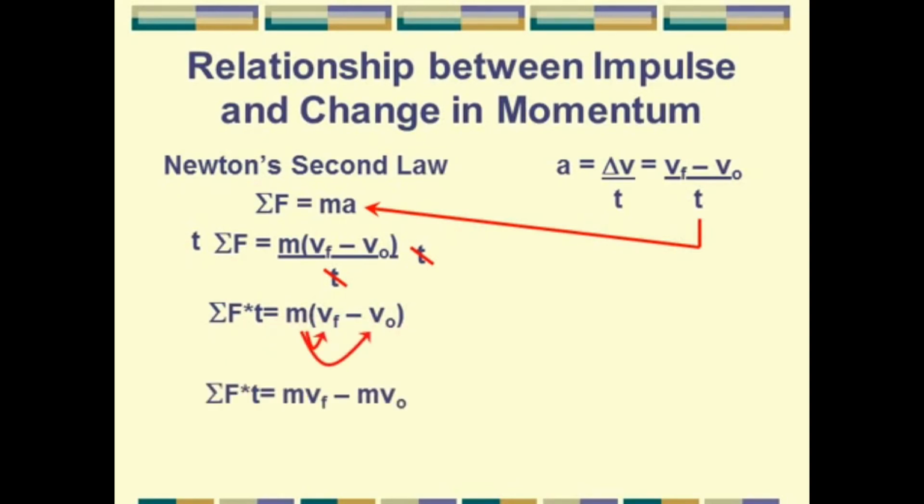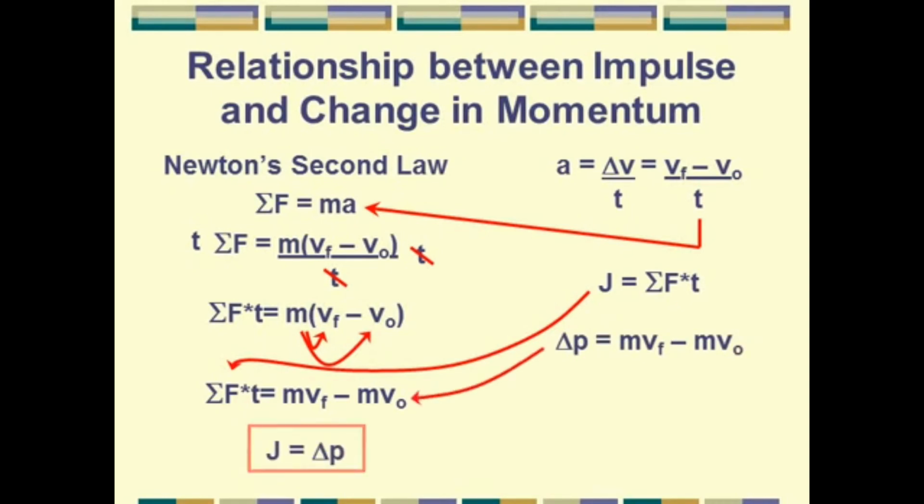Distribute that mass to both of those, and you get that net force times time equals mass times final velocity minus mass times initial velocity. Now, the impulse is net force times time. The mass times final velocity minus mass times initial velocity, that's change in momentum. So impulse is going to be equal to change in momentum.